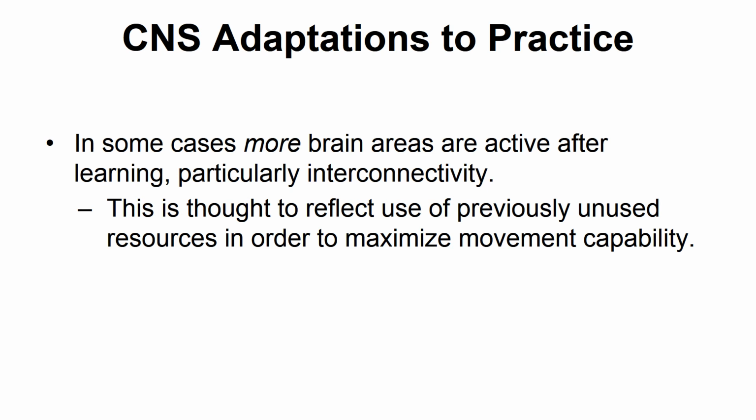Conversely, when we're in a more complex learning situation and the action is more than repetitive and is a little bit more integrated, the brain actually uses more areas, and it's thought that this reflects the use of previously unused resources, in other words, unused portions of the brain, to maximize movement capability. Of course, this is part of the journey, and eventually the brain will narrow its use of the portion of the brain necessary, and the efficiency that I spoke of in the earlier slide will result.